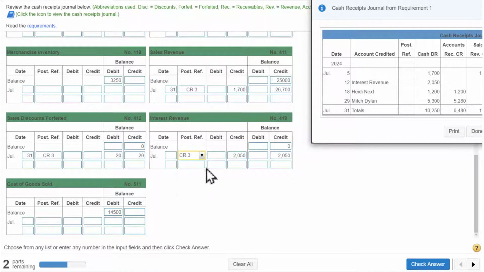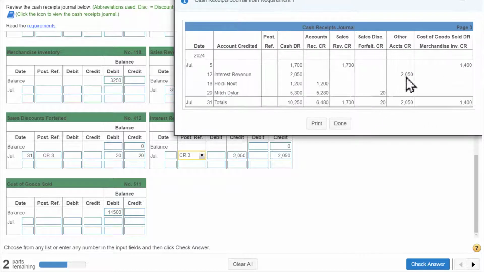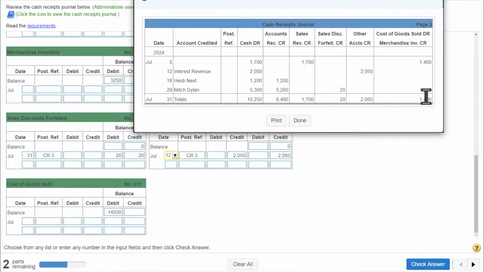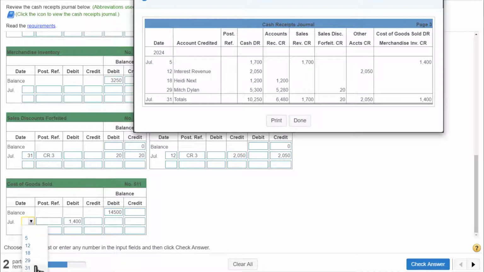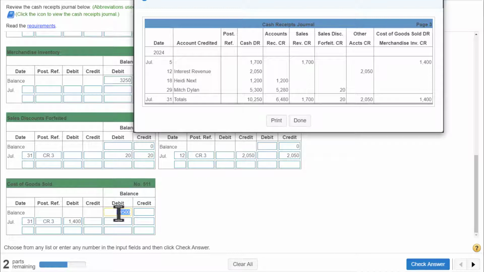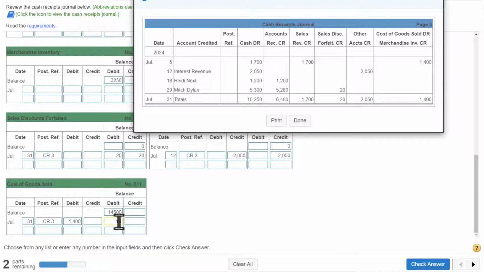And then here's the tricky part. Even though this $20.50 is being posted at the end of the month, because it's an other accounts column, you have to keep the original date of the 12th. And then moving left to right, we got $1,400. That's going to be a debit for COGS. So that's posted at the end of the month because it's a total. Posting reference, cash receipts, page 3. So we had 14,500. We increase it by 1,400, so we now have 15,900.